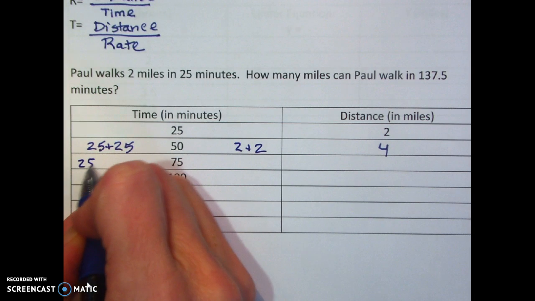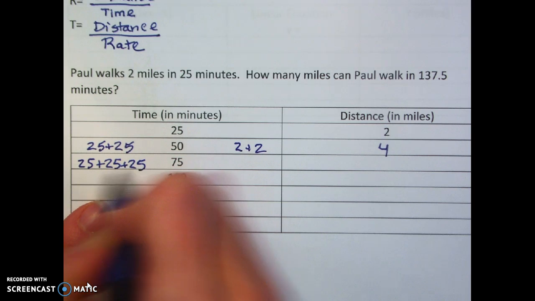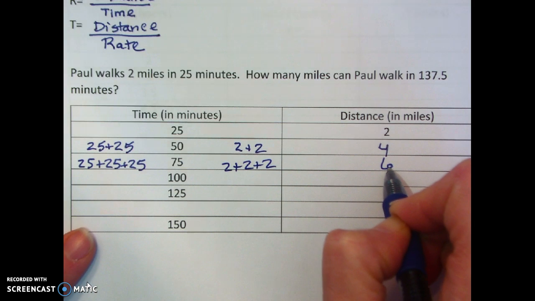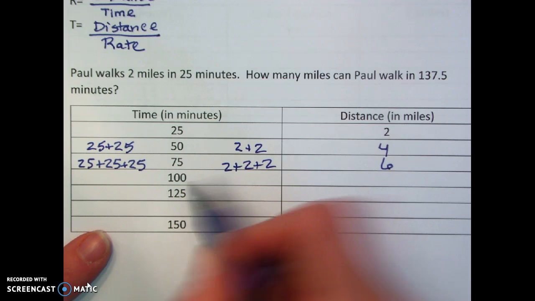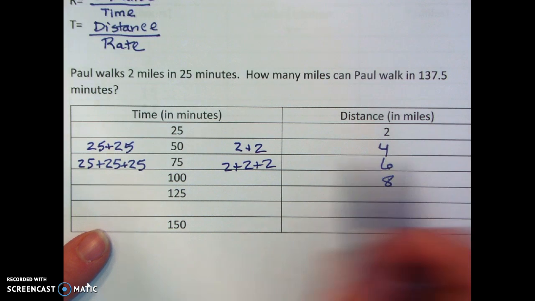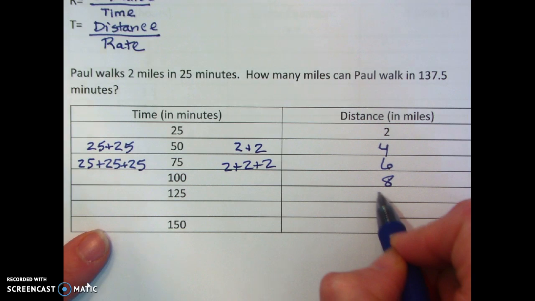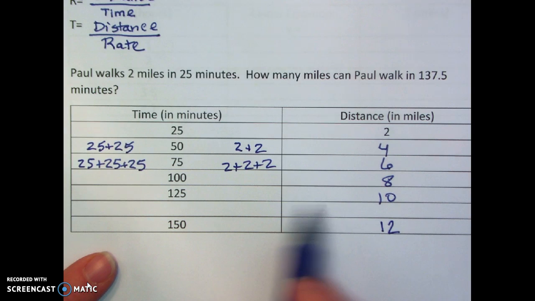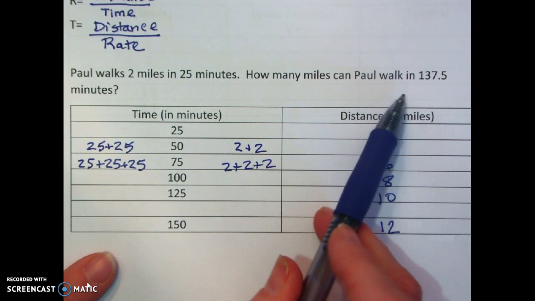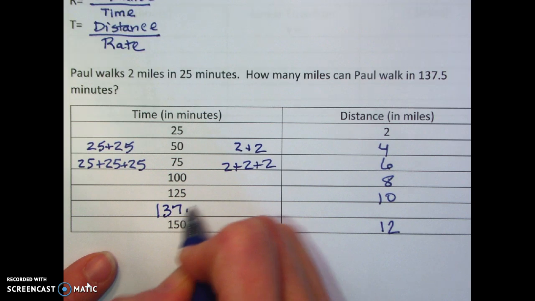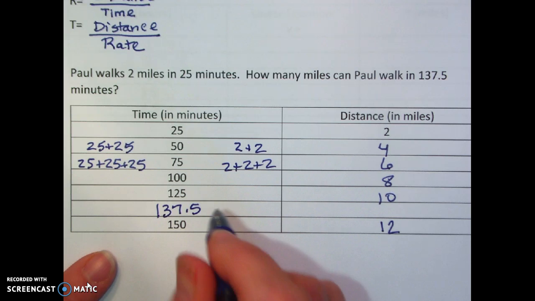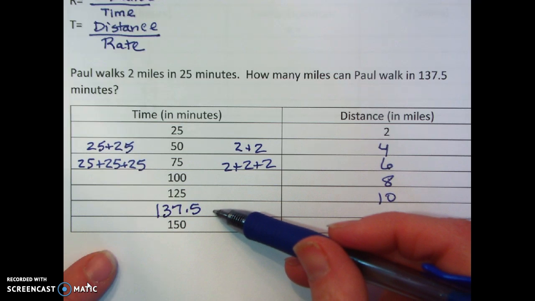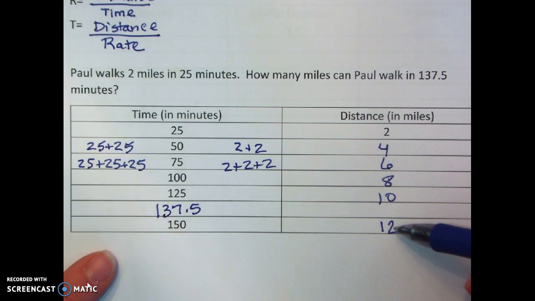Well, 75 is 25 plus 25 plus 25, which is 2 plus 2 plus 2, for a total of 6. Another 25 added on here, so another 2 added on here. Another 25 added here, another 2 here. And once again, 25 and 2. Now notice the space that I skipped in there. The reason I skipped that is because 137.5 is between 125 and 150. So we have to find the amount of miles that we can go in 137.5. Well, it's got to be somewhere in between here.